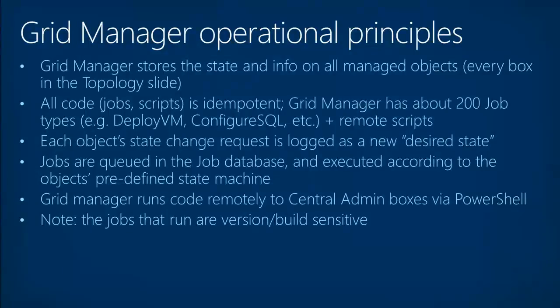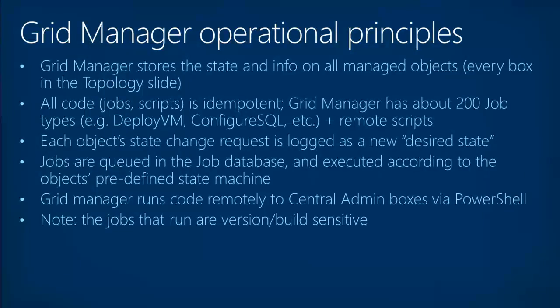Each object has two states that Grid Manager manages: the current state and the desired state. Think of a server. Right now, it's in active state. You want to decommission the server. You basically ask Grid Manager, please put it into a deleted state. You have a tenant that is in non-existing state. You want to put it in an active state.